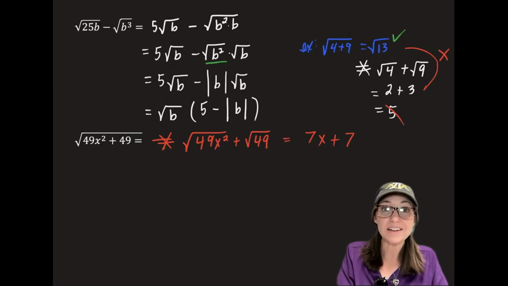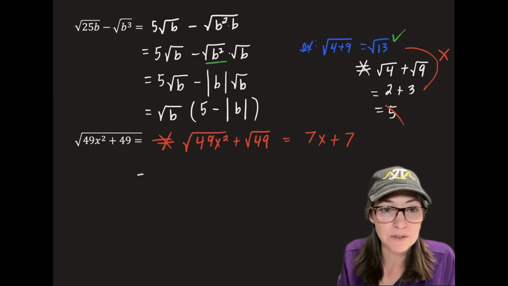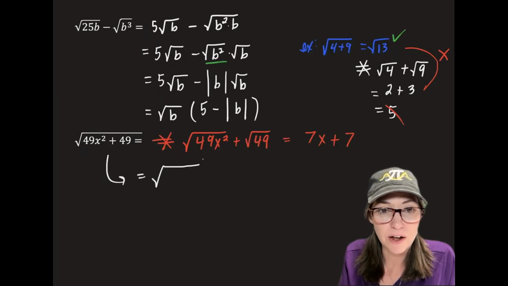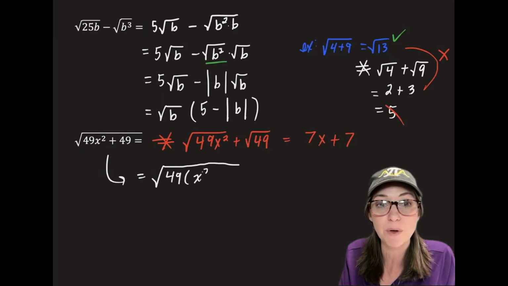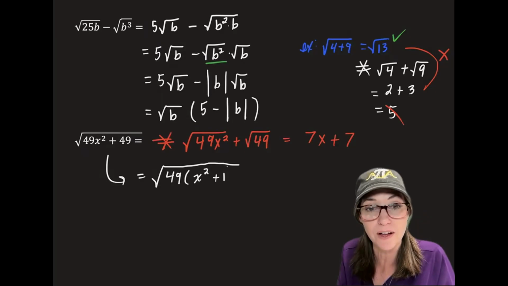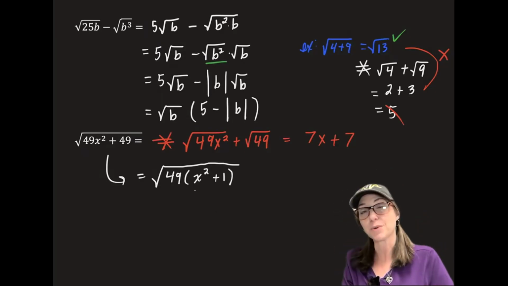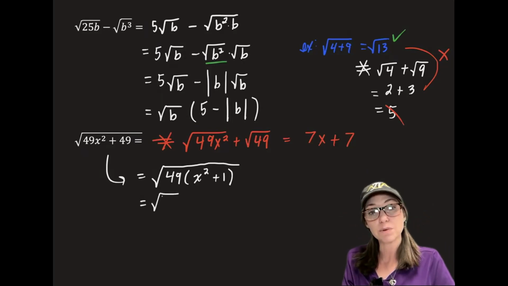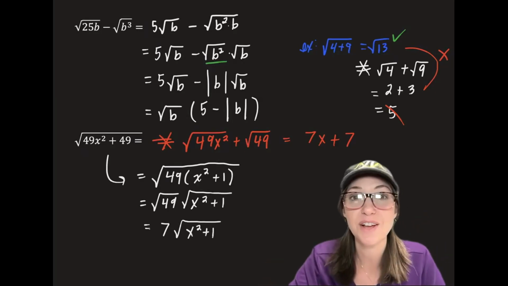Instead, what we can do is, since they both have 49, we can factor out a 49. Okay, so let's do that instead. Let's take square root of, I'm going to keep it inside the square root for the moment and just factor it out of both terms, because that leaves me with 49 times parentheses x squared plus 1. The reason I did that is because we can split the square root of a product into a product of two square roots. In other words, we can split that into square root of 49 times the square root of x squared plus 1, and the square root of 49 is 7. The square root of x squared plus 1 does not simplify. And that's it for this video on radicals.